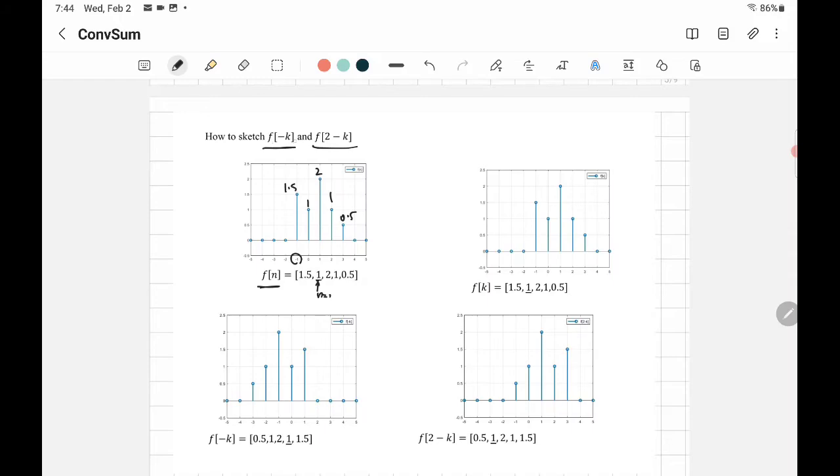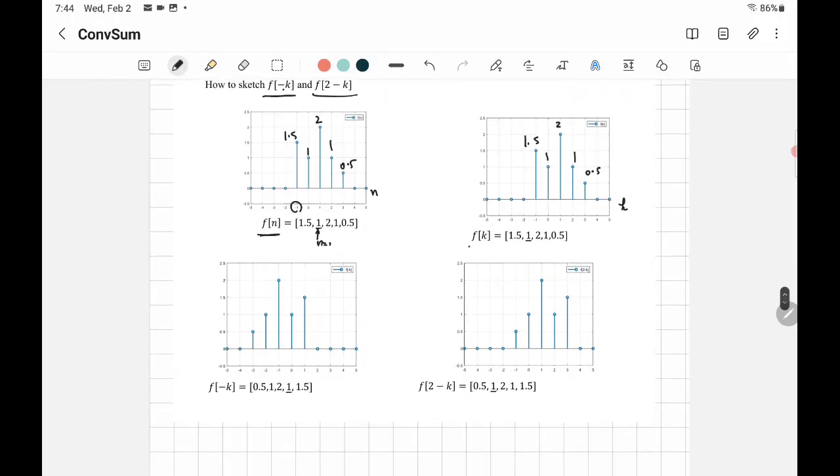Remember, I want to find f of minus k and f of 2 minus k. First, you express f of n with k instead of n, f of k. It's the same graph, just with k instead of n, but nothing happened. I'll put the values here: 1.5, 1, 2, 1.5. Now I want to find f of minus k. You remember in signal operation, f of minus k means reflection on the y-axis. So at 0, we don't change it. At 0, it was equal 1.